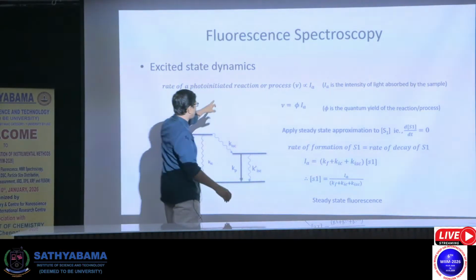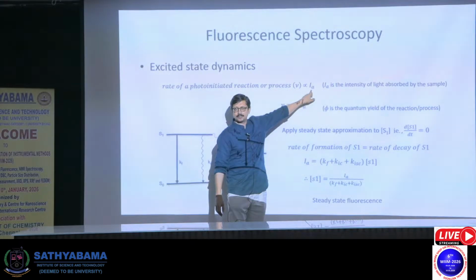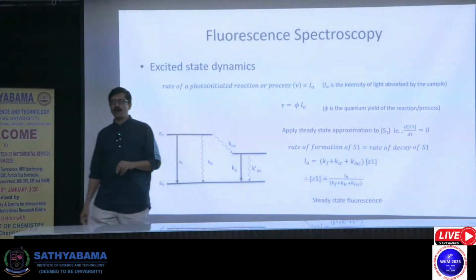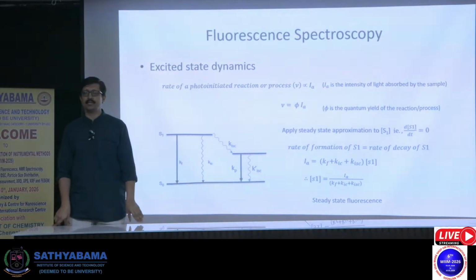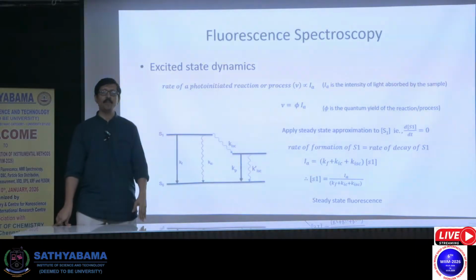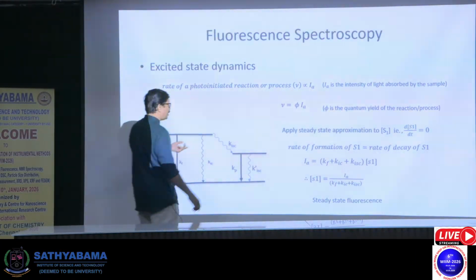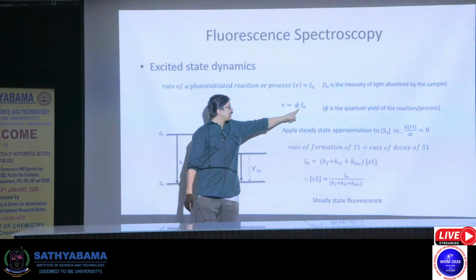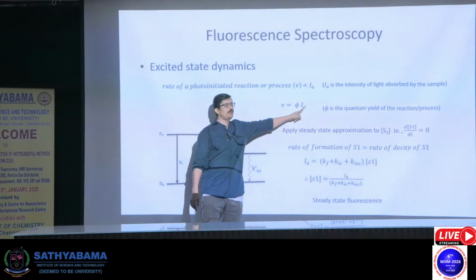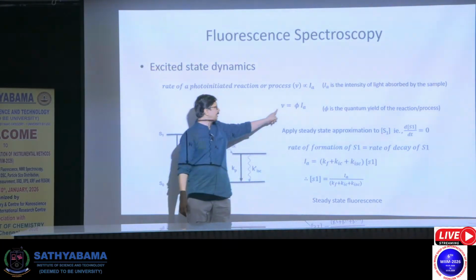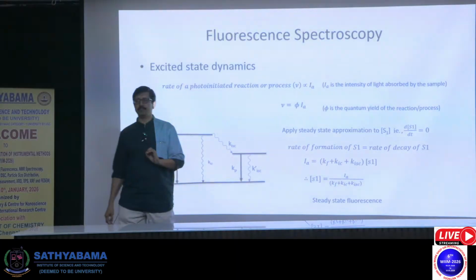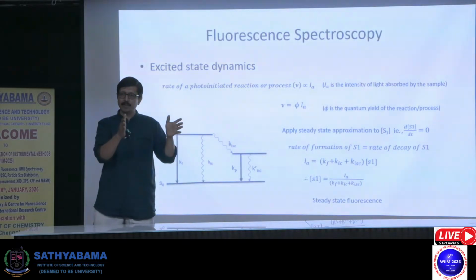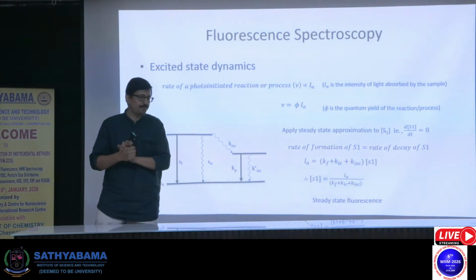So, the rate of a reaction is proportional to IA, not concentration, which you can equate by a proportionality constant phi, which is called the quantum yield of that reaction. Right? Quantum yield basically is an efficiency parameter. Quantum yield is representing the rate constant in your normal chemical kinetics. See, in normal chemical kinetics, the equation is rate is equal to K into concentration. Here it is rate is equal to phi into IA. So this is the major difference between the dynamics of normal chemical kinetics and excited state kinetics.